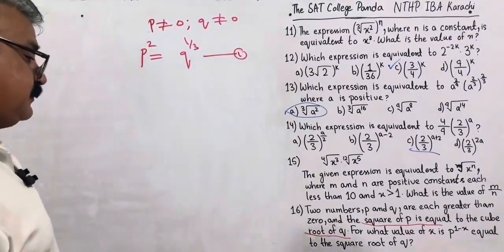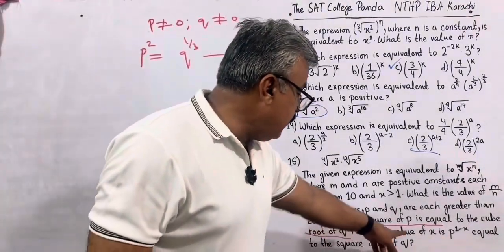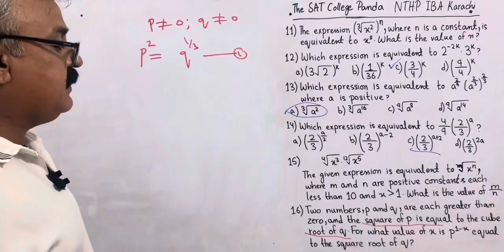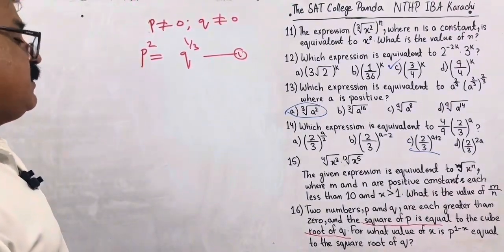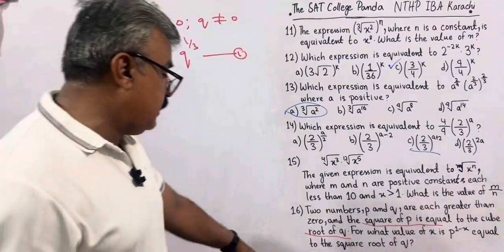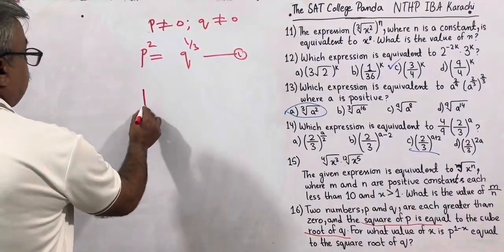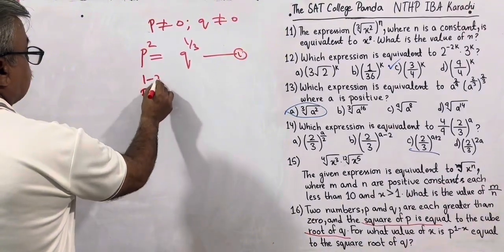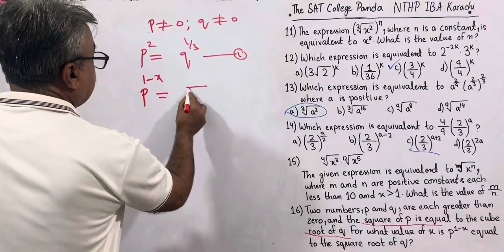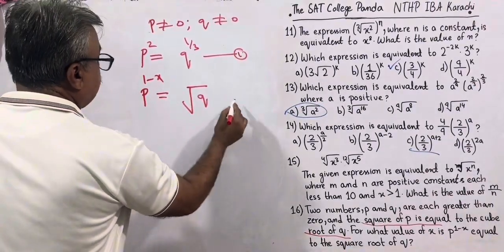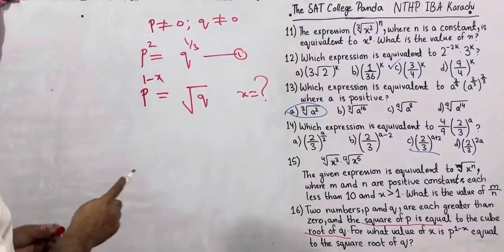Number one, it is the given part, the if part. Then for what value of x is P raised to 1 minus x equal to the square root of Q? We are interested in the value of x.